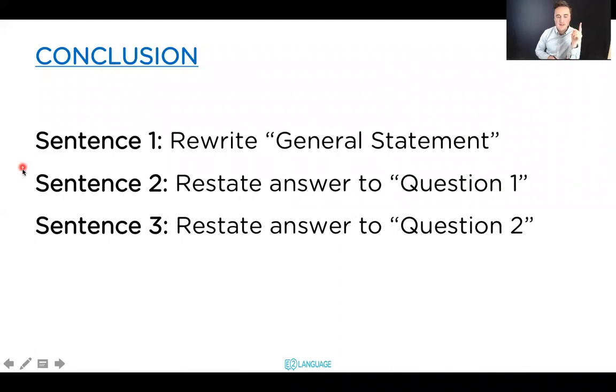Rewrite the general statement. Restate the answer to question 1. Restate the answer to question 2. You can see how repetitive this is becoming. Why is it repetitive? Because we're focused on that particular question prompt and we are not writing about something else. We're not using the same words. And by using different words, we're saying the same idea again and again, and we're sticking on topic, but we're using different language each time. So it's fine to do this. It's not a problem.